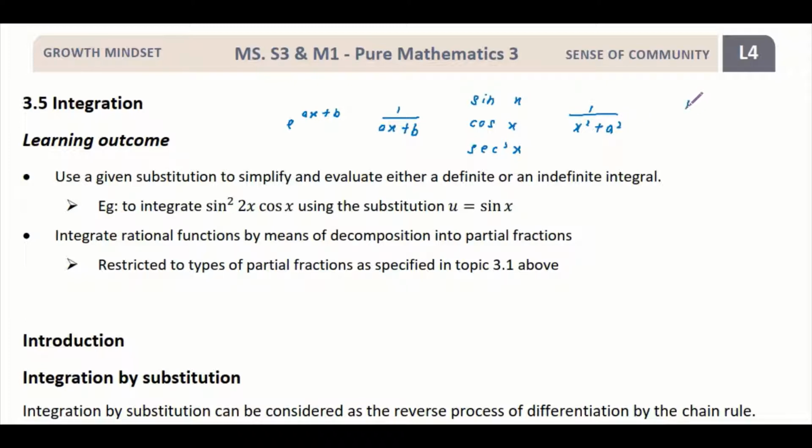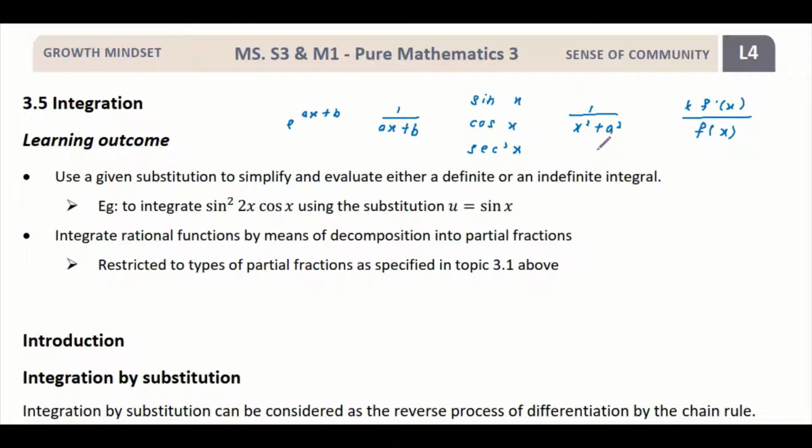Okay, and for yesterday's lesson, we know how to integrate 1 over x squared plus a squared, and also the last one, kf prime x over fx. Okay, so if you still have any issue integrating all of this, then you might need to do some revision before you move on.